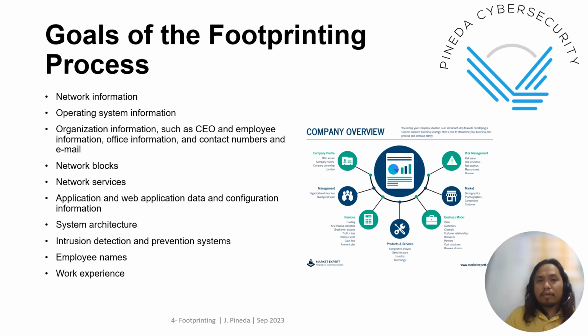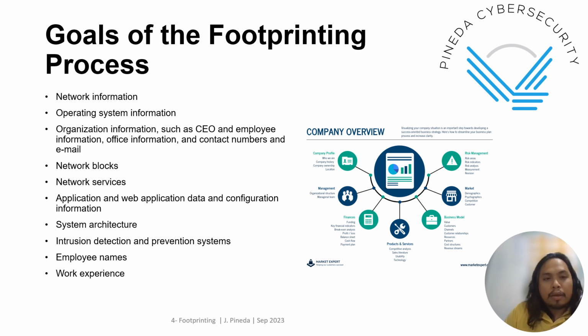Now, what are the goals of the footprinting process? So you get a lot of information, the network information, operating system information, as what we've said, org information, okay, such as the VIPs, the CXOs, employee information, who are the contact persons or contact people in the IT help desk, the receptionist, and so on and so forth. Okay, so that would be important when you do your social engineering attacks.